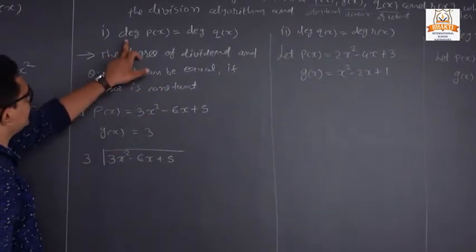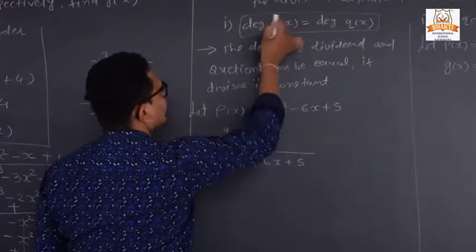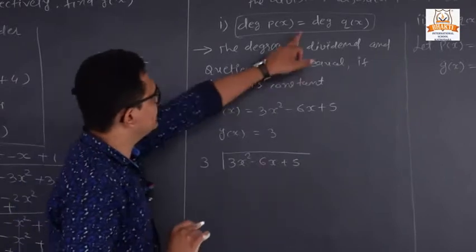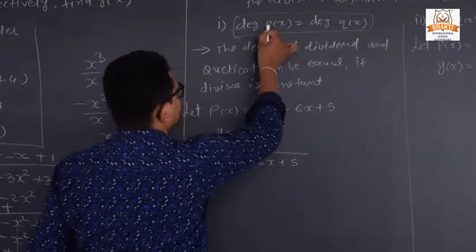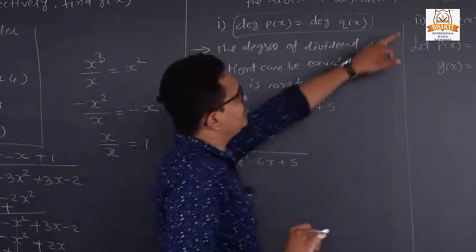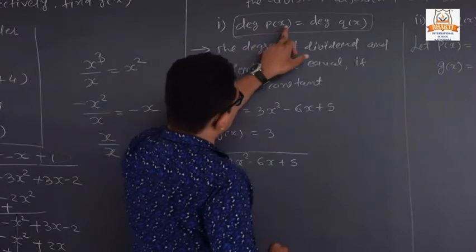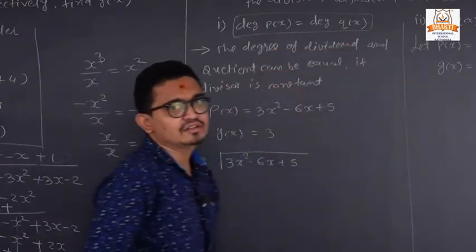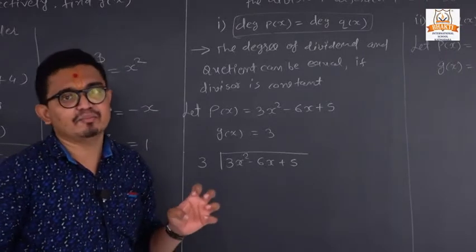So what is its first condition? Degree of p of x is equal to the degree of q of x. So p means what? Dividend. The dividend degree is equal to the degree of the quotient. So how is it possible? We want to define the example.